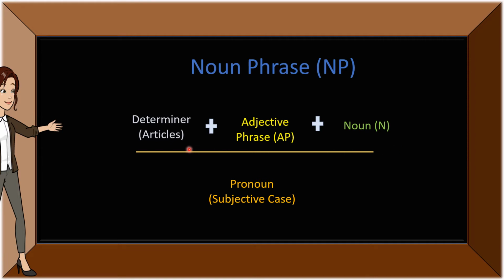Now, we do know that a determiner can be in front of the adjective phrase, and we've only talked about articles so far: a, an, and the. And we know this whole entire noun phrase can be replaced by a pronoun.